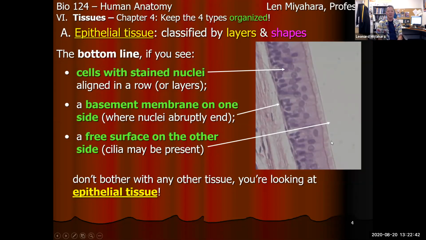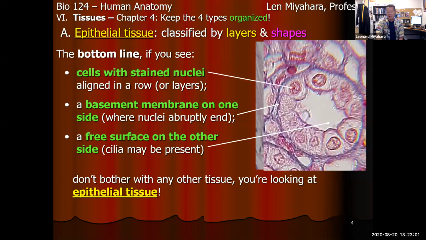That's epithelial tissue. Okay? Now this is key, because if you see this, you are not worried about tissues 2, 3, and 4. You know you're in number 1, epithelial tissue, if you see a basement membrane and a free surface. Now let's go over the 6.